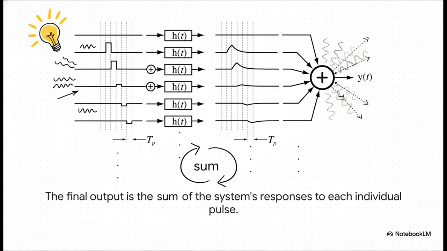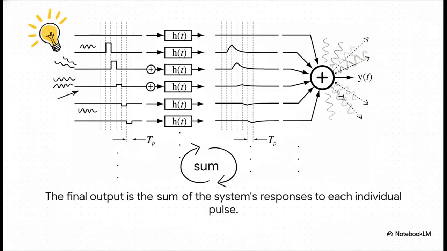And here it is. This is the big aha moment. Each one of those little rectangles is basically a tiny, shifted impulse. And because our system is linear, we can totally exploit that. If we already know how the system responds to a single impulse, which is our fingerprint, the impulse response, then we can figure out its response to every single one of those little blocks.